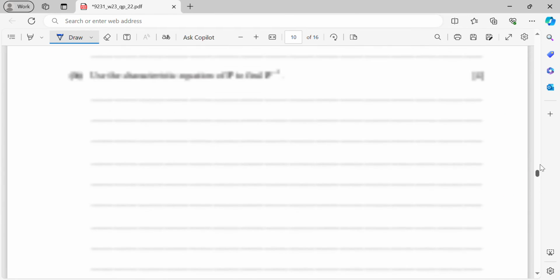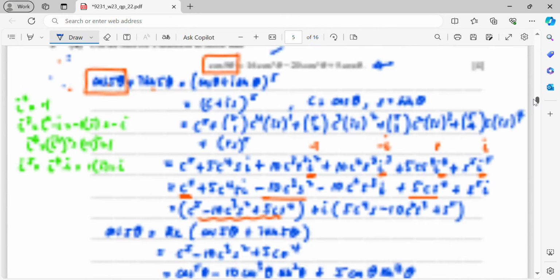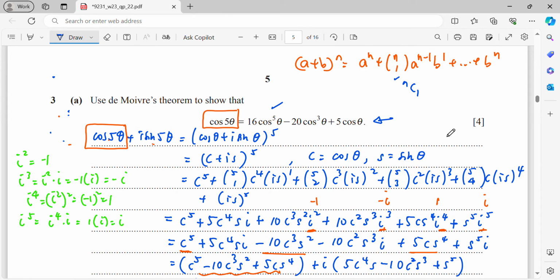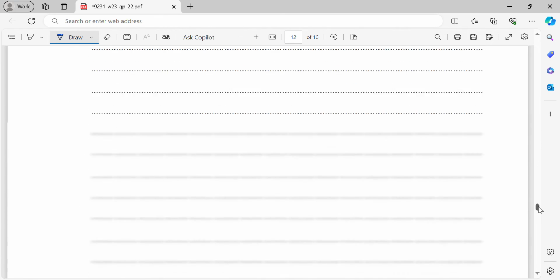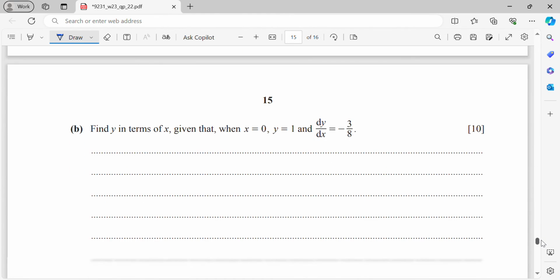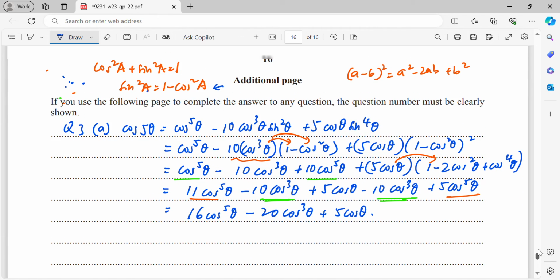Let's go back to the question. Exactly the same. Okay, so we have shown that form. So here I will just write shown. Okay, so this is the second part of the 3A. Now let's move on to the 3B.